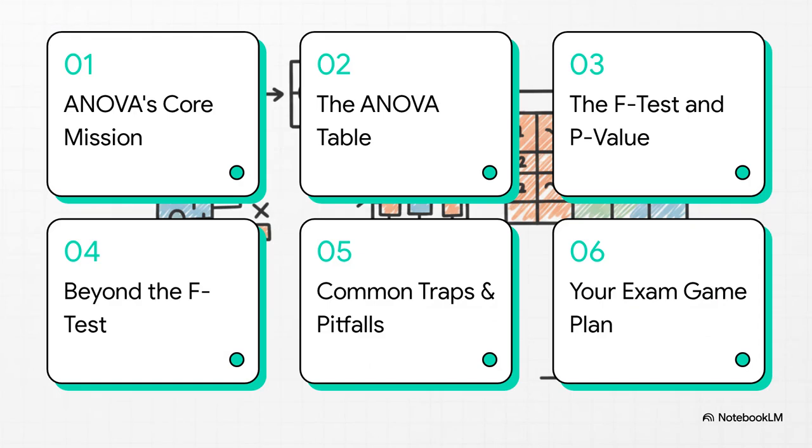So here's how we're going to tackle this. First, we'll get to the heart of what ANOVA is even for. Then we're going to pull apart that famous ANOVA table. After that, we'll talk about the F-test and the p-value, which is where we make our decision. We'll see what to do after the F-test, then cover the common traps you need to avoid, and finally, we'll wrap it all up with a solid game plan for your exam.